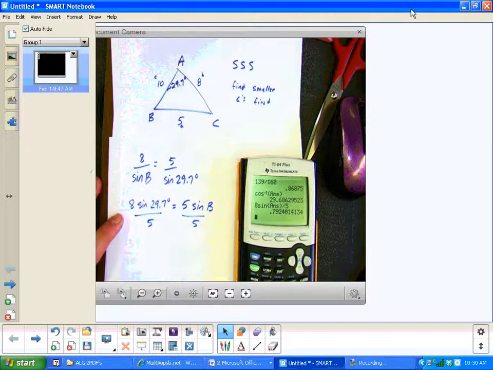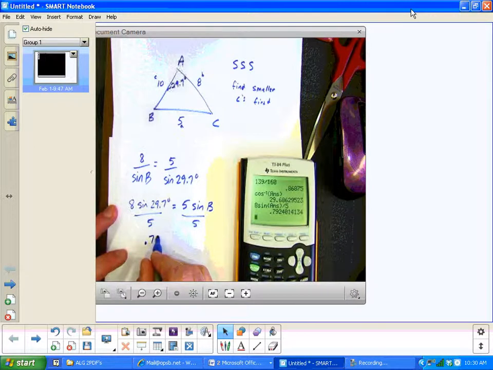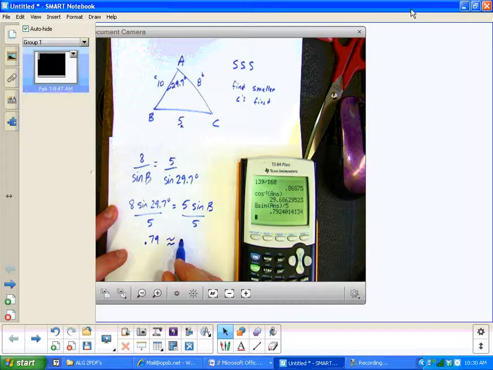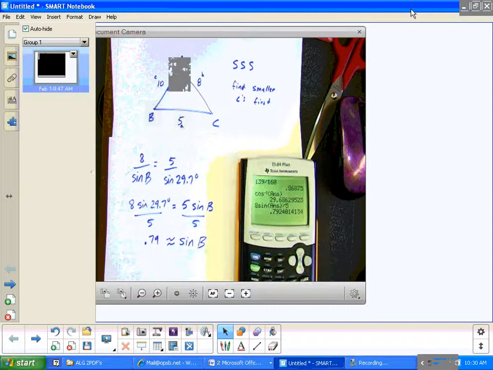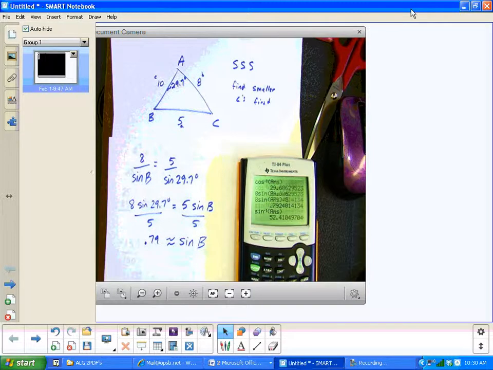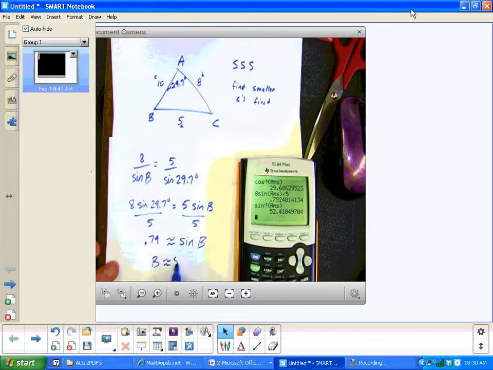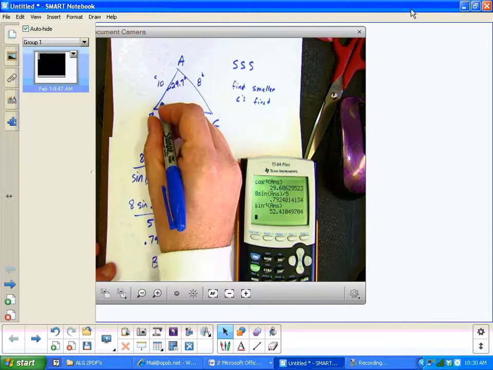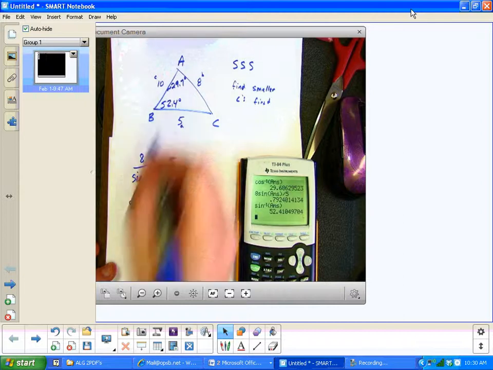So about 0.79 something. Okay, it doesn't really matter what I round to right there, because on my next step I'm going to use what's in the calculator. Okay, so now what? Inverse sine of that, right? Or not that, but this. Yeah, so inverse sine of that. So let's see, we get B is about 52.4 degrees. Now, once we find this one, the third one should be automatic.